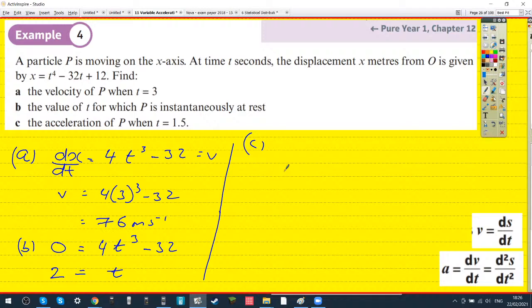Is that just me subbing in 1.5 as a differentiation? No, acceleration. So the formula for acceleration was dv dt. So will that just be me differentiating that second equation again? So that'll be 12t squared. And then I'll just sub in 1.5.